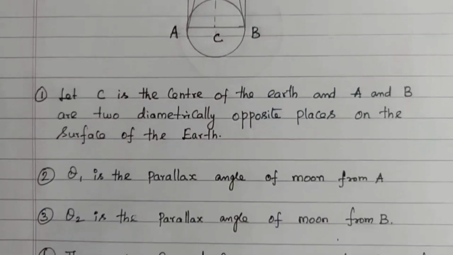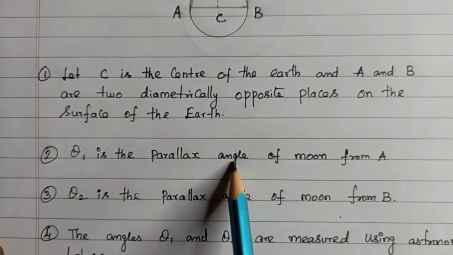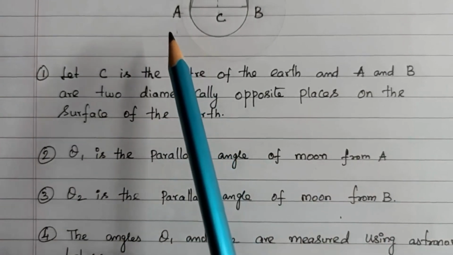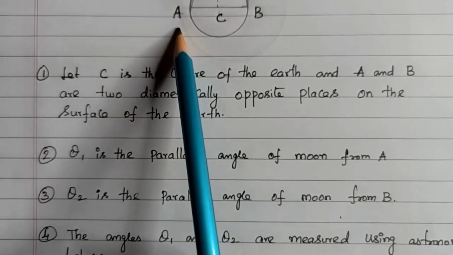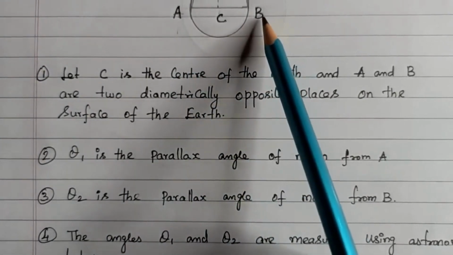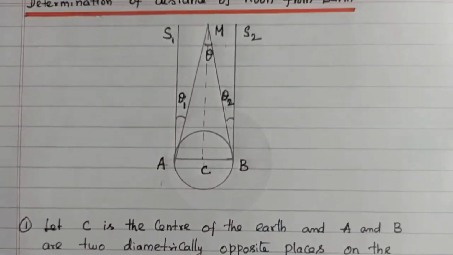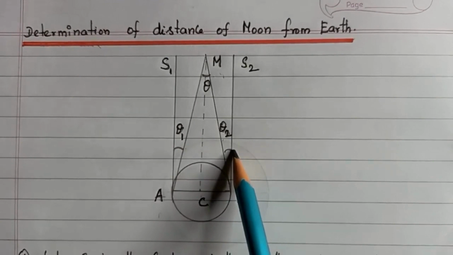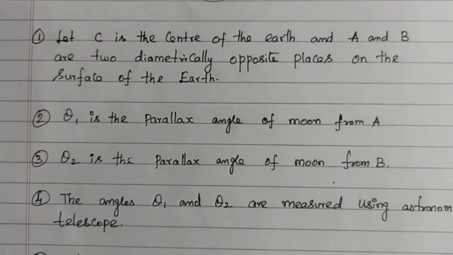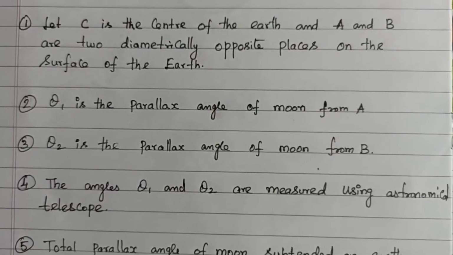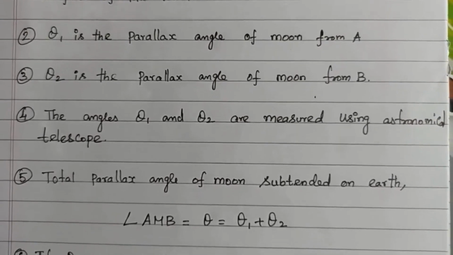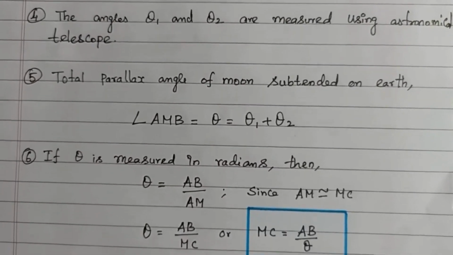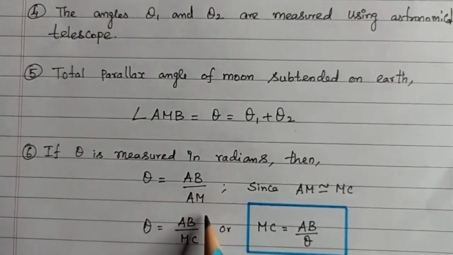Now theta 1 is the parallax angle of the moon from A. From the point A, we are finding the angle of parallax. By using the astronomical telescope, we can find the angle of parallax theta 1 from A, and theta 2 is the angle of parallax from B. These two angles are measured by using the astronomical telescope. So the total angle of parallax of the moon subtended on the earth is theta equal to theta 1 plus theta 2. If theta is measured in radians, then theta is equal to AB by AM.